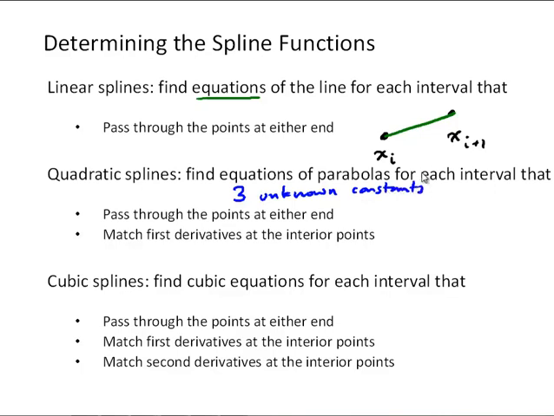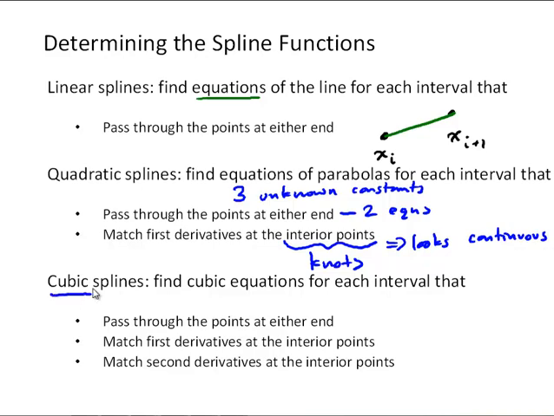So we're going to get 2 equations for those constants by making sure that parabola passes through the points at either end of the interval. And then we're going to match the first derivatives at the interior points. Again, those are called the knots, so that it looks continuous. And that gives us the rest of our equations to solve for those unknown constants.